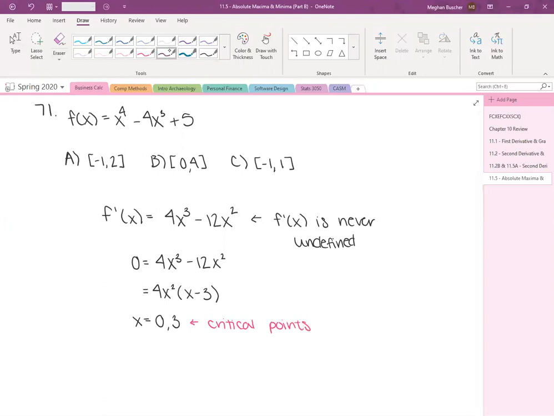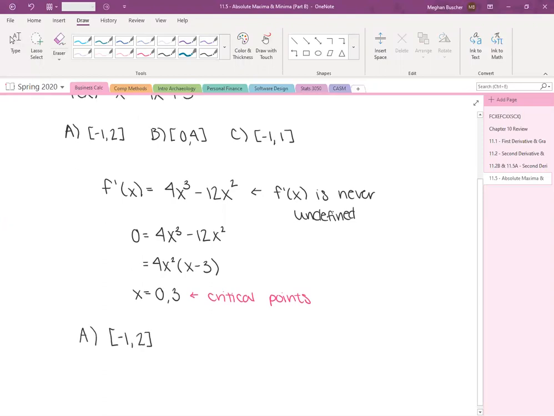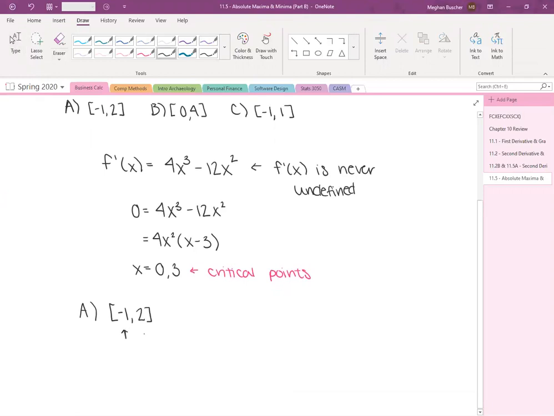Okay, and now we just go interval by interval. So -1 to 2, plugging in endpoints and critical points into our function. And we only plug in the critical points that are in the interval. So in this case, what are we only going to plug in? Just a 0. Awesome. So we're going to have f of -1, f of 0, and f of 2.